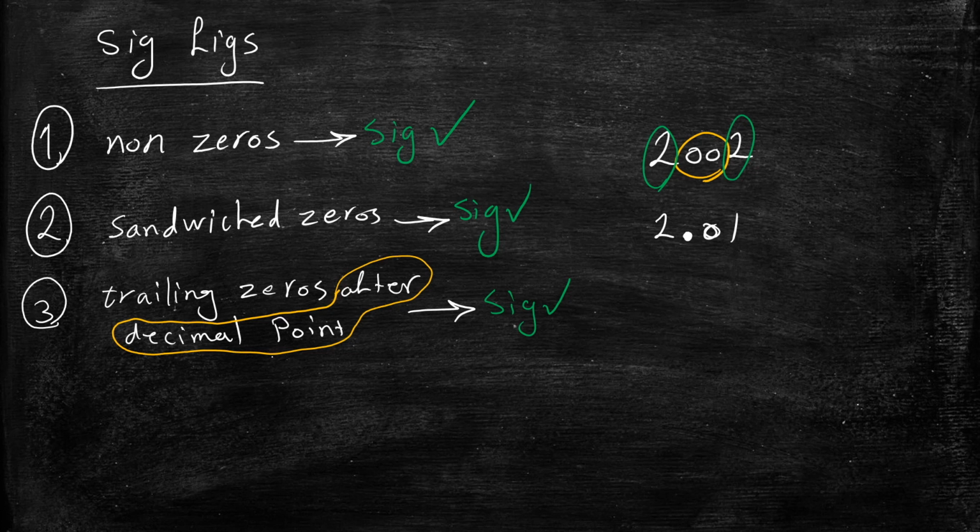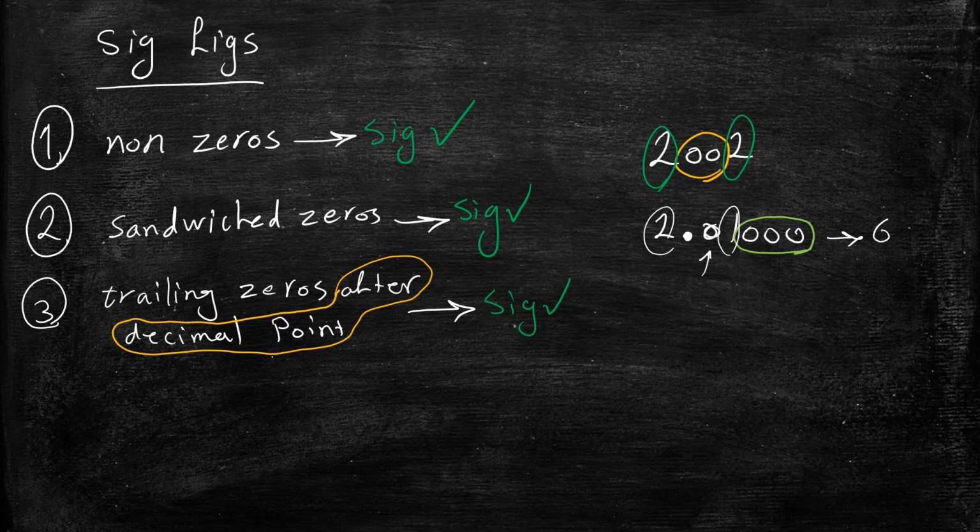So 2.01000. All these zeros, even after the decimal point, are still counted as significant because these are trailing zeros after the decimal point. And as we saw earlier, they communicate the precision of the measurement tool used to record that number. So now this number overall, how many sig figs does it have? Pause the video and answer. 3 trailing zeros, 1 sandwiched zero, and 2 non-zero digits. So that's 3 plus 2, 5, 6.